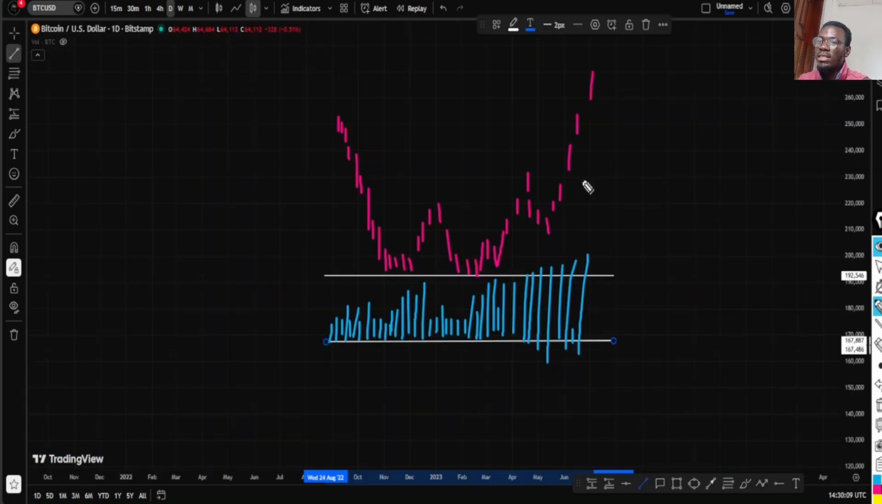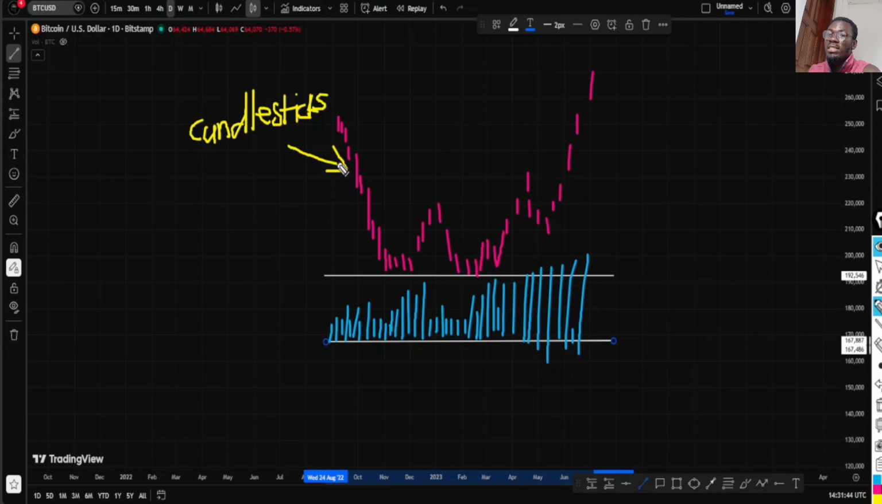Alright, guys, so let's use this as an example, and forgive me if the drawing is not nice. What you're seeing here is the candlesticks. Let me label it candlesticks. That's the candle movement, and down here is the volume indicator.